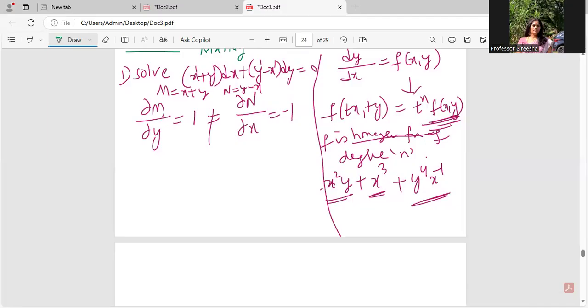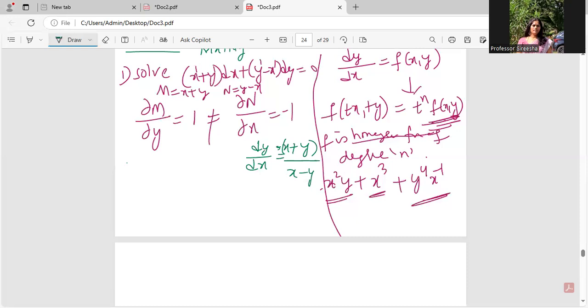Of course, Bernoulli's is also the same thing. Linear is also the same thing. Again, we can talk about all those, but as of now, it's non-exact, and I can clearly observe that the given function is homogeneous. I'll rewrite it like this. You will understand, guys. dy/dx is equal to -(x + y)/(y - x). Of course, I can remove the negative sign by writing it as (x + y)/(x - y).